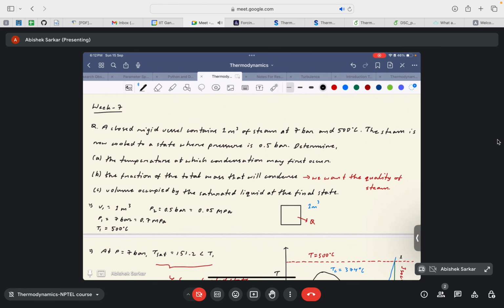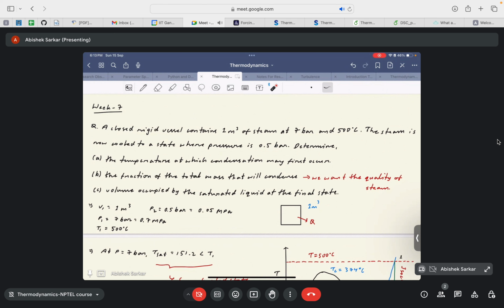So the problem is given here: a closed rigid vessel. The keyword is again a closed rigid vessel, which contains 1 meter cube of steam at 7 bar and 500 degrees Celsius. So the pressure and the temperature of the steam is given. The steam is now cooled to a state where the pressure is 0.5 bar. So we can consider this to be the initial condition, and this to be the final condition.